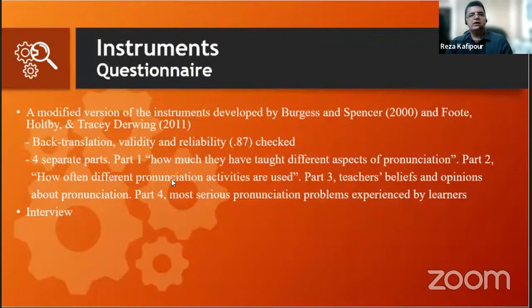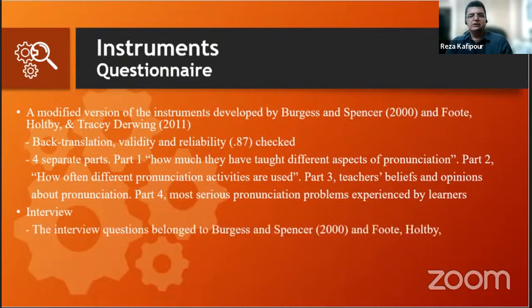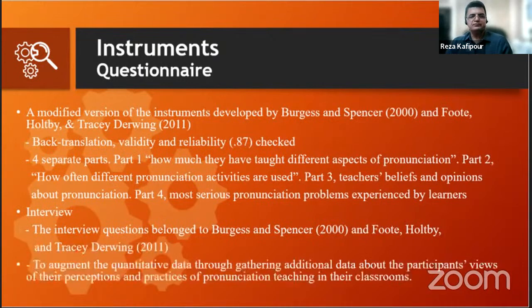And in the qualitative phase of the study, we used interviews to collect data. The interview questions again belong to the pattern developed by a group of researchers that you can see in the PowerPoint file. And the interview was used to augment the quantitative data through gathering additional data about the participants' views of their perception and practices of pronunciation teaching in their classrooms.